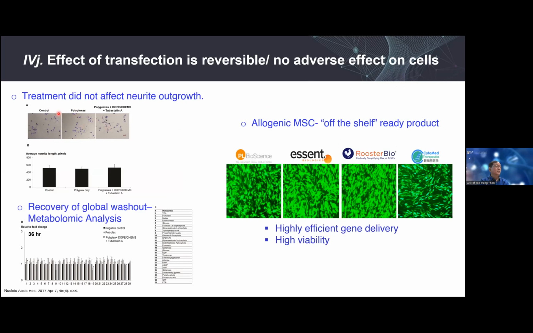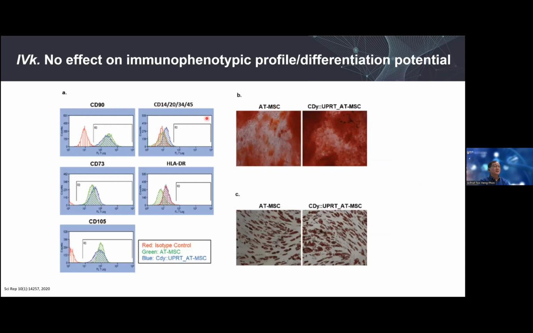We can even transfect primary neuron or even neuronal cells. And you can see after you program it, you can still differentiate very well. We have done metabolic analysis. After you wash it out, the cells are the same. We have done this with a whole bunch of other MSC. We now can develop allogenic MSC off the shelf, ready to use. All of this works very well. And obviously, it does not change the MSC characteristics, which is very important.